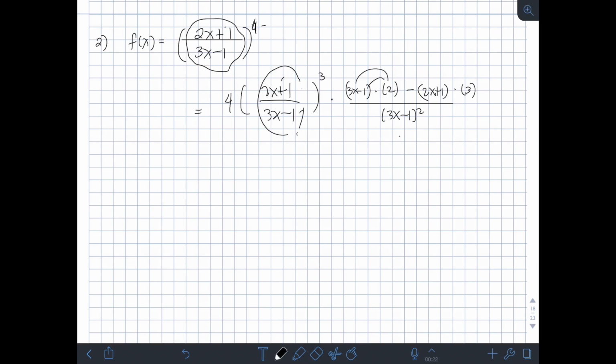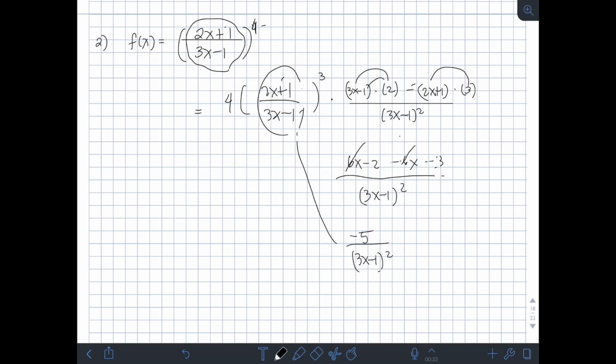So, distribute 6x minus 2, then distribute the 3 with the negative, so negative 6x minus 3 over the denominator 3x minus 1 quantity squared. So, equal to, cancel 6x. So, negative 2 minus 3 is negative 5. So, negative 5 over 3x minus 1 squared.